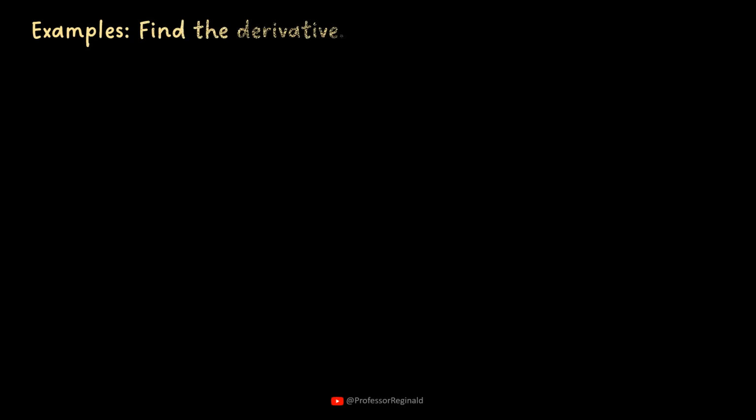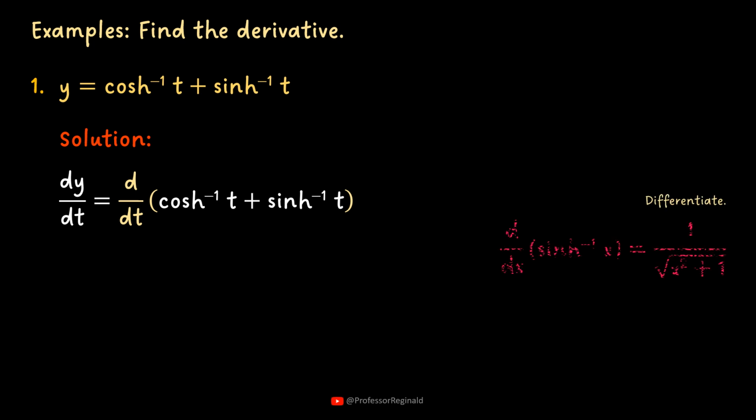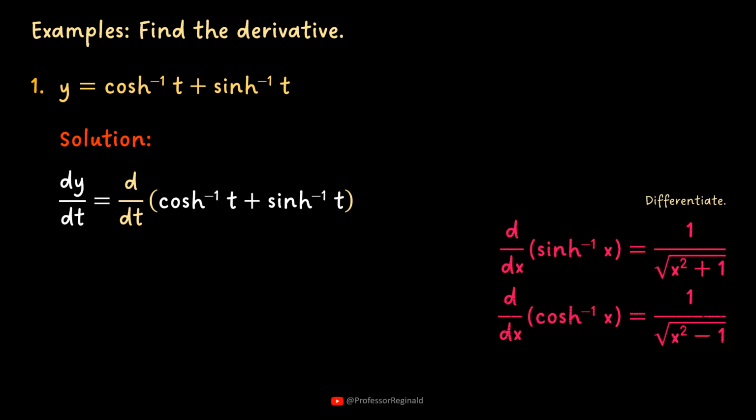Examples. Find the derivative. Number 1. Y equals the inverse hyperbolic cosine of t plus the inverse hyperbolic sine of t. Solution. dy dt is the derivative of y with respect to t. Differentiate using inverse hyperbolic function rules. Hence, dy dt equals 1 over the square root of quantity t squared minus 1 plus 1 over the square root of t squared plus 1.